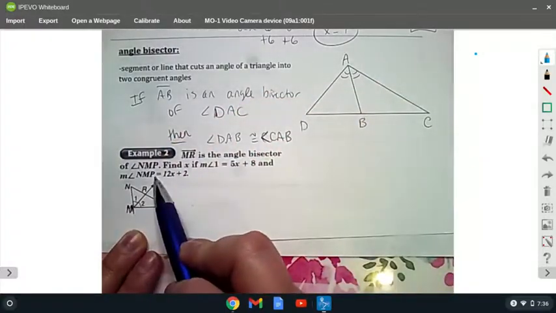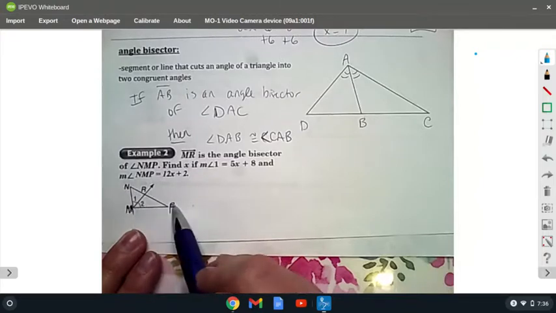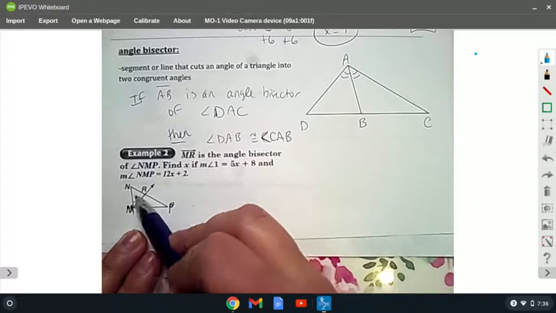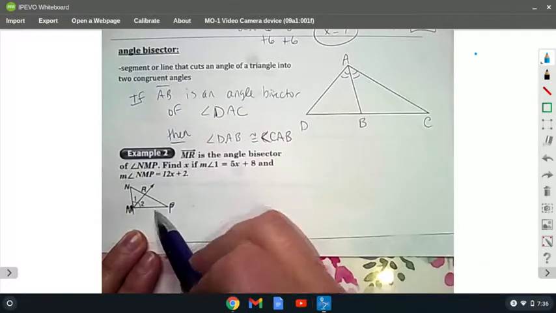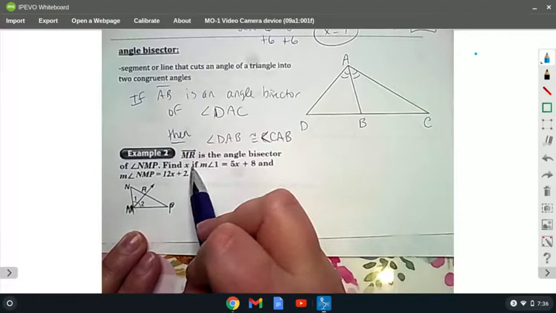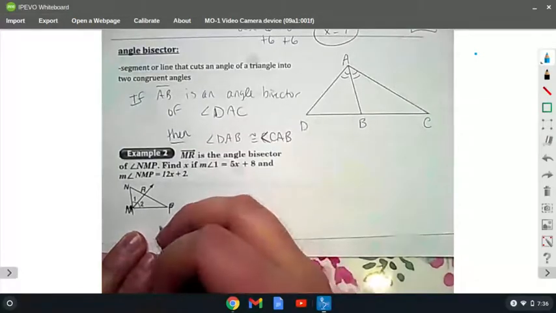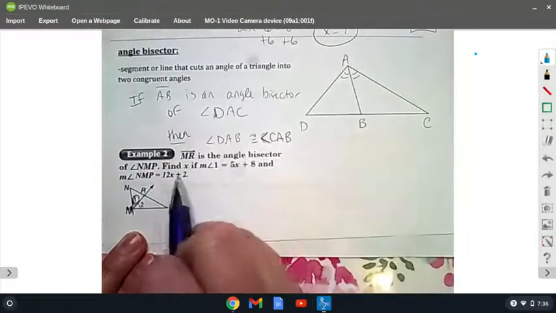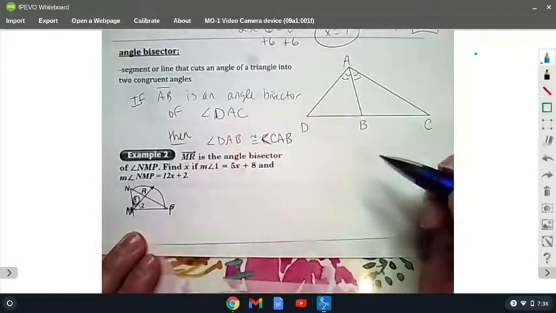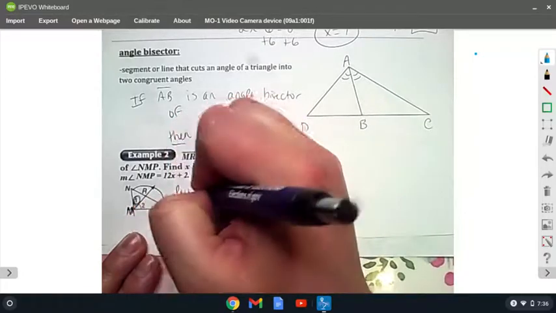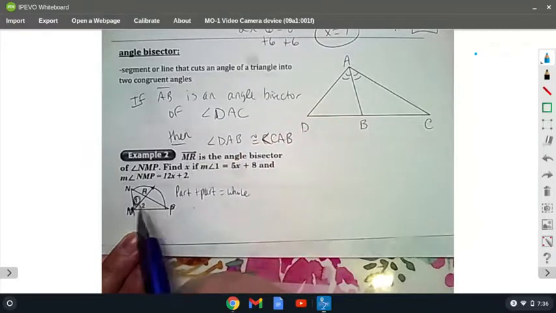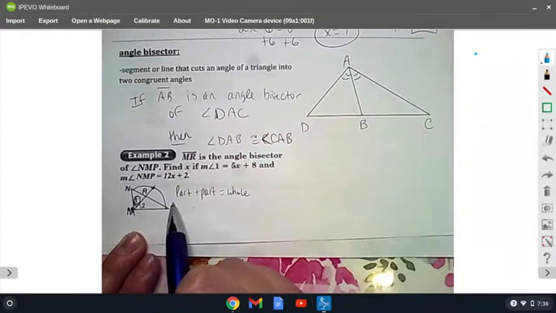If MR is the angle bisector of NMP, so this MR is cutting it in half, so angles 1 and 2 should be congruent. But they're only giving us angle 1. They're saying angle 1 is 5x plus 8. So they gave us this, and then they're giving us NMP, which is this whole thing. So this goes back to that part plus a part equals a whole, right? When we used to do angle addition, we would say angles 1 and 2 add together to equal NMP.